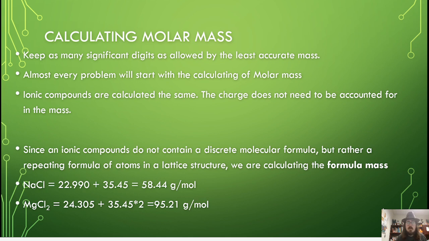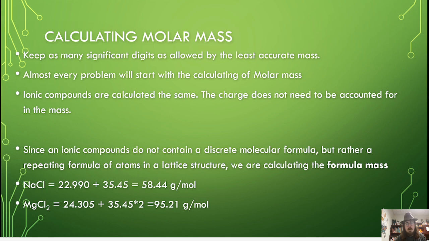But in a neutral compound, they counter each other out. So 1 electron here, -1 electron there, gives you a net 0. Now, since these are not a discrete molecular formula, but the repeating unit, we're actually calculating the formula mass. So the mass of that small repeating unit.